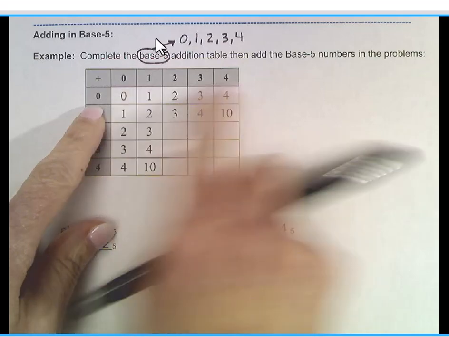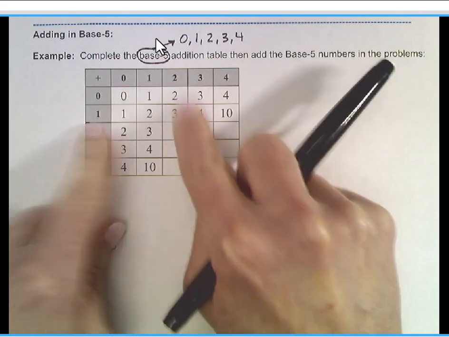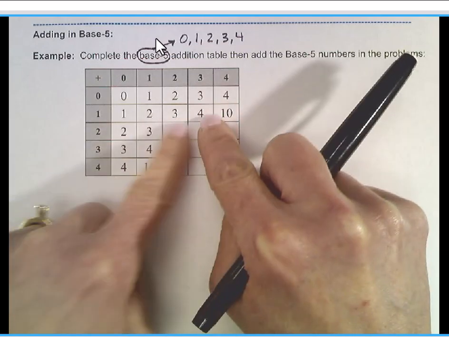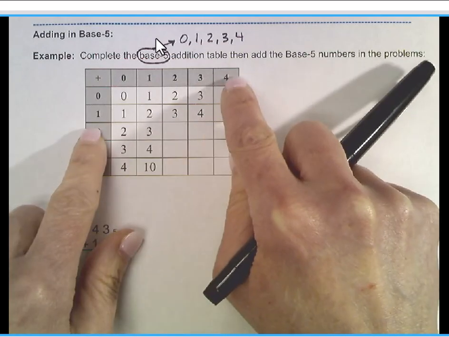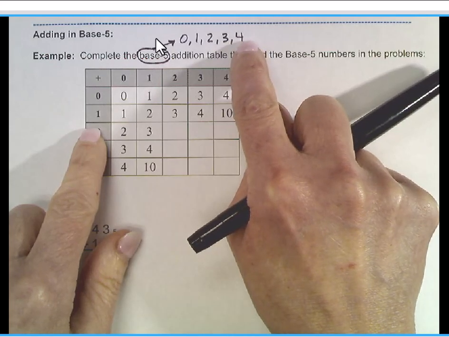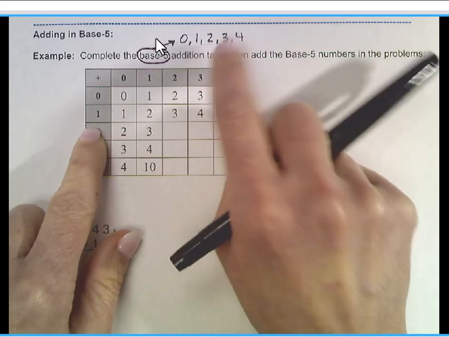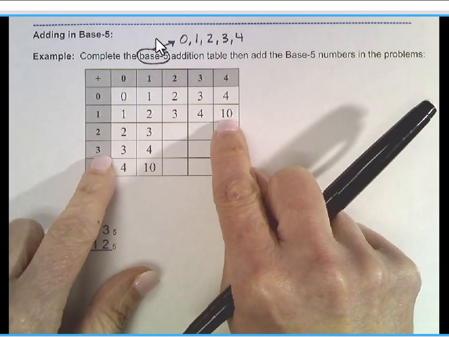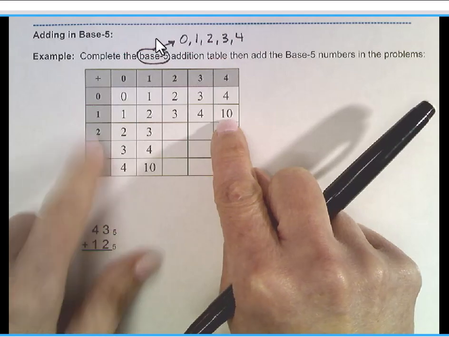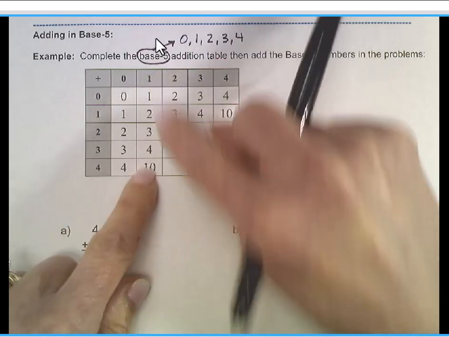The first row, the first column are pretty easy. 1 plus 1 is 2. 1 plus 2 is 3. 1 plus 3 is 4. 1 plus 4, if we add 1 more to this, it's not 5. Remember, this acts like your 9. It's going to roll around and it's going to become a 1, 0. So if 1 plus 4 is 1, 0, then 1 plus 4 this way is also 1, 0.